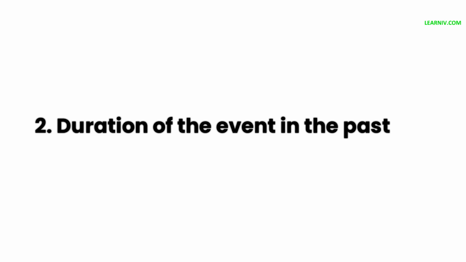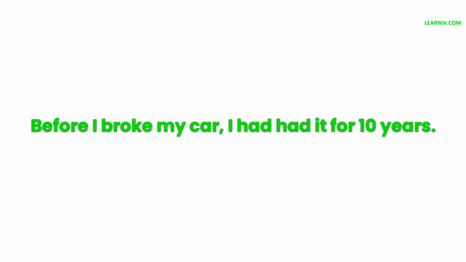We use the past perfect tense to describe that some event had lasted in the past before some other event or action happened. We use it when something started in the past, had duration, and continued until another action occurred. Here is an example. Before I broke my car, I had had it for 10 years.